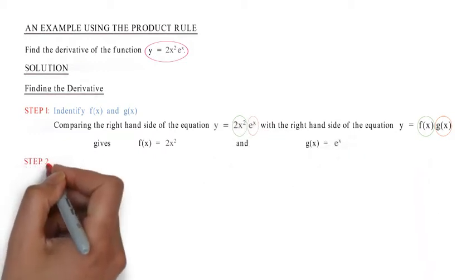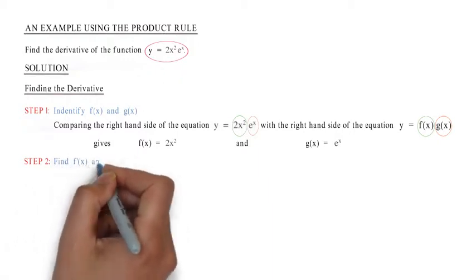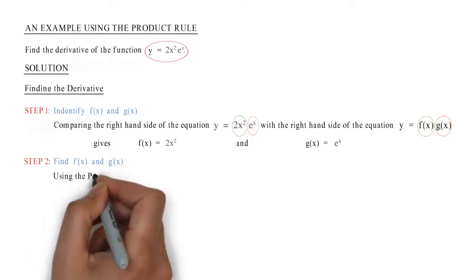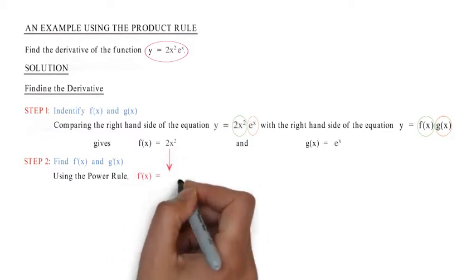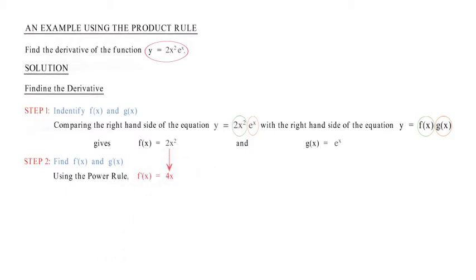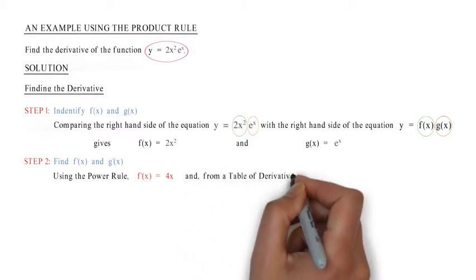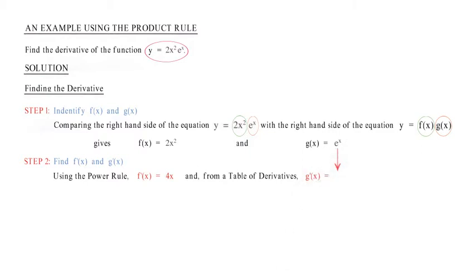Step 2. Find f'(x) and g'(x). Using the power rule, f'(x) equals 4x, and from a table of derivatives, g'(x) equals e to the x.